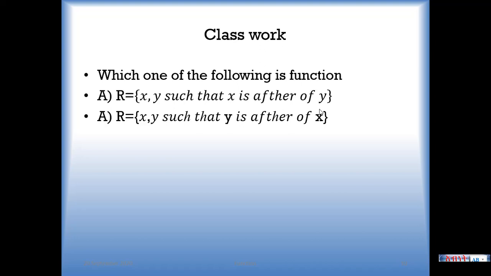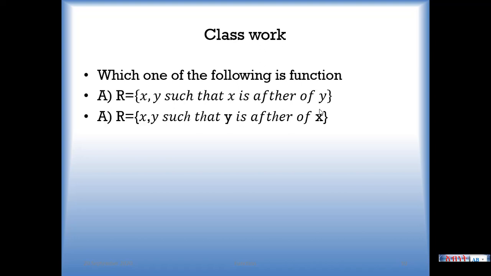The time is up. Okay, which one is a function? First, you have to understand what this means. For A, (x, y) is such that x is a father. So the domain is fathers and y are children. X is a father of y, meaning x is a father and y is a child. Okay. B, y is a father.